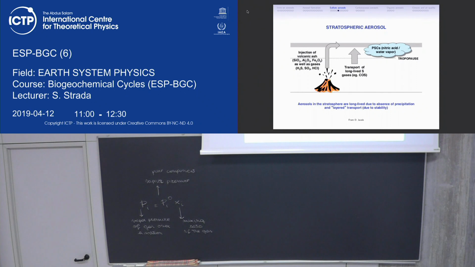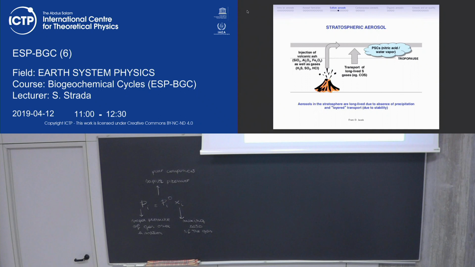This carbonyl sulfide is a gas that, once it is emitted, is chemically inert and water insoluble, so it can be transported up to the stratosphere, where it will be photodissociated by the action of photons and then transformed into sulfuric acid. Another contribution to this layer of stratospheric aerosol comes from volcanoes.